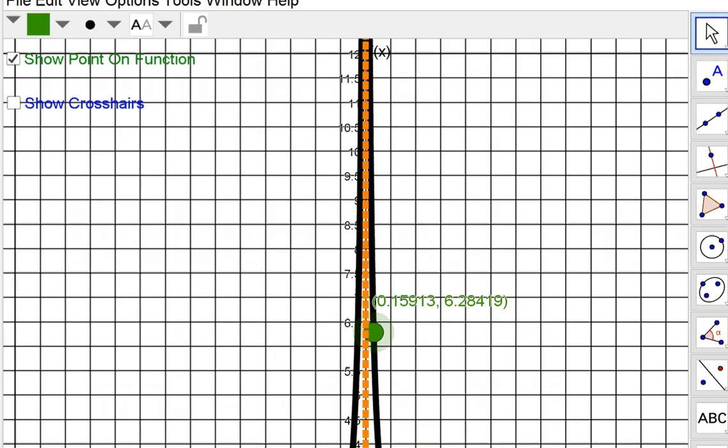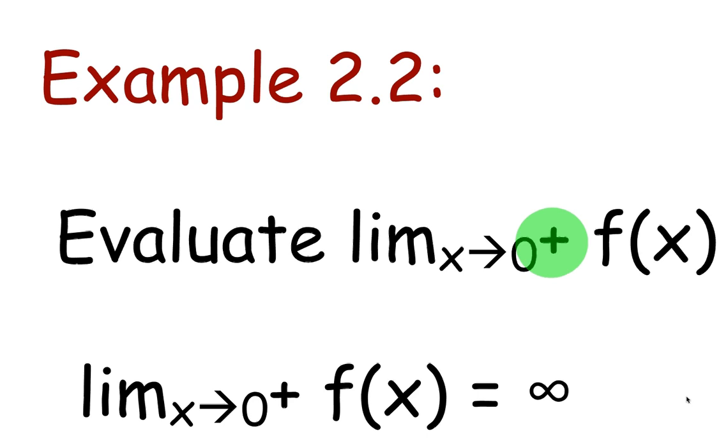So that's it for this. Again, this is just one-sided limits. If you have any questions about this, let me know.